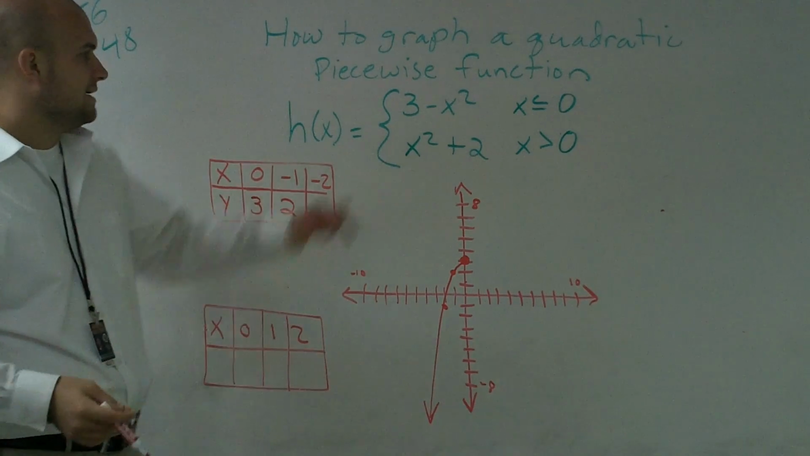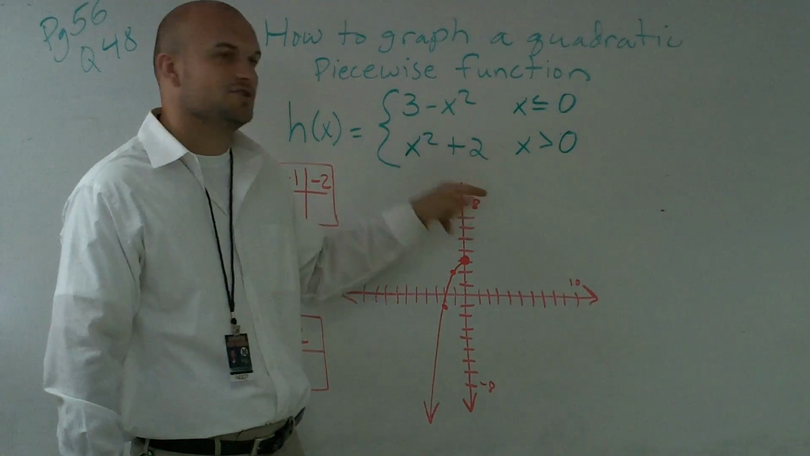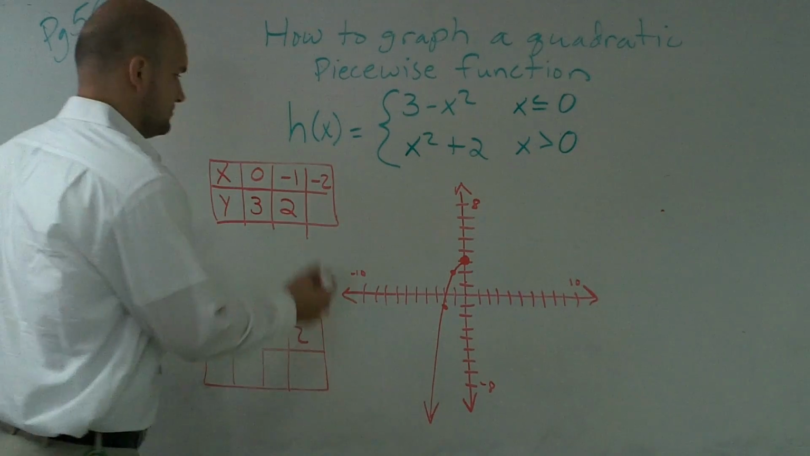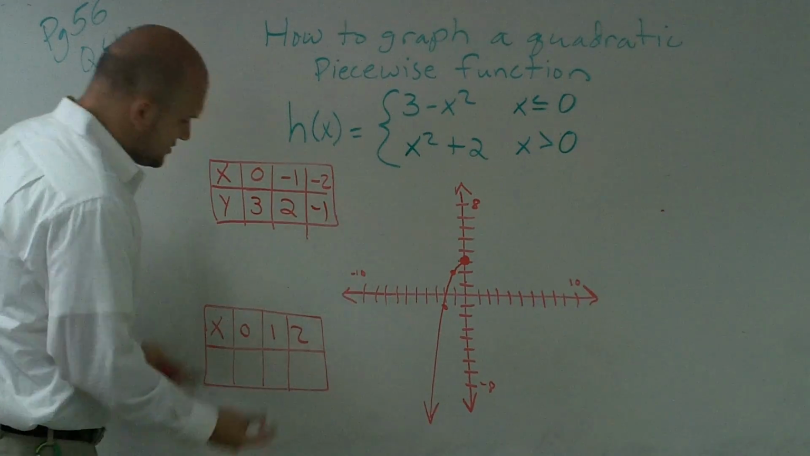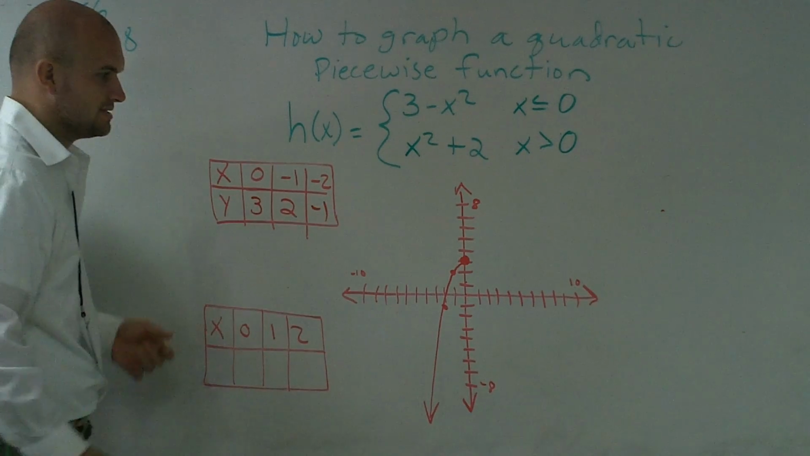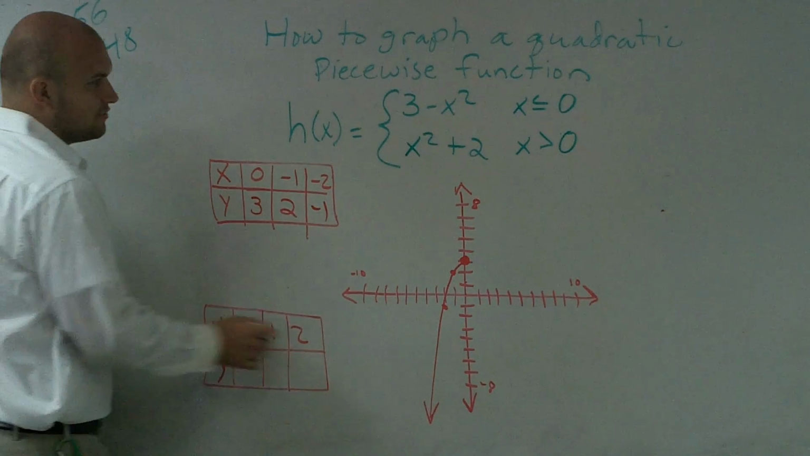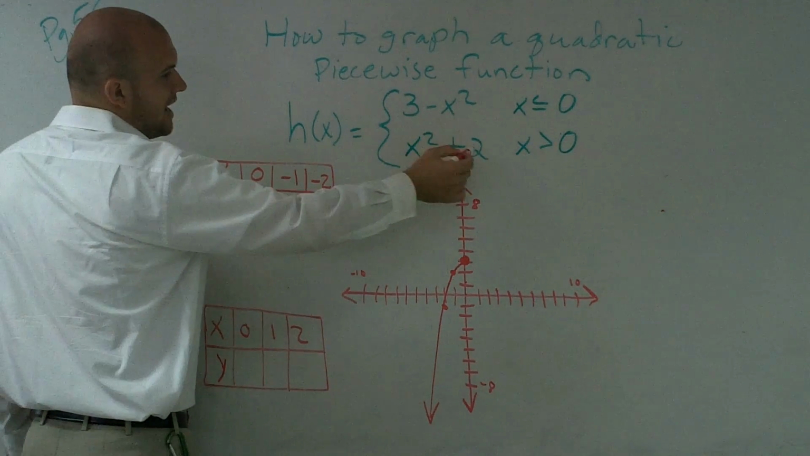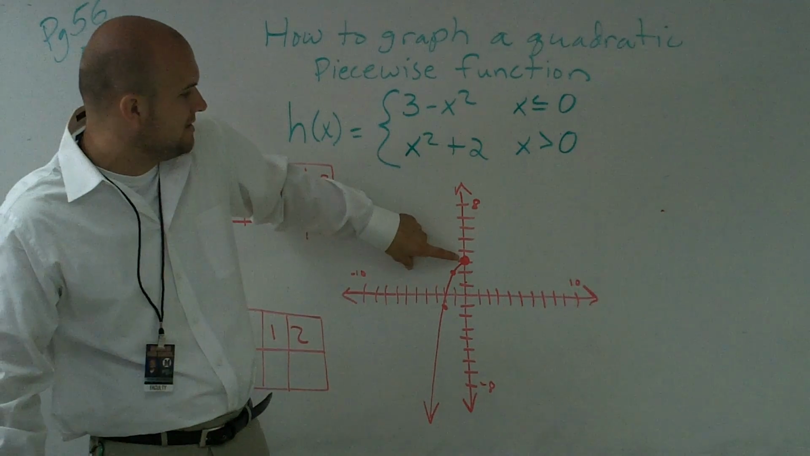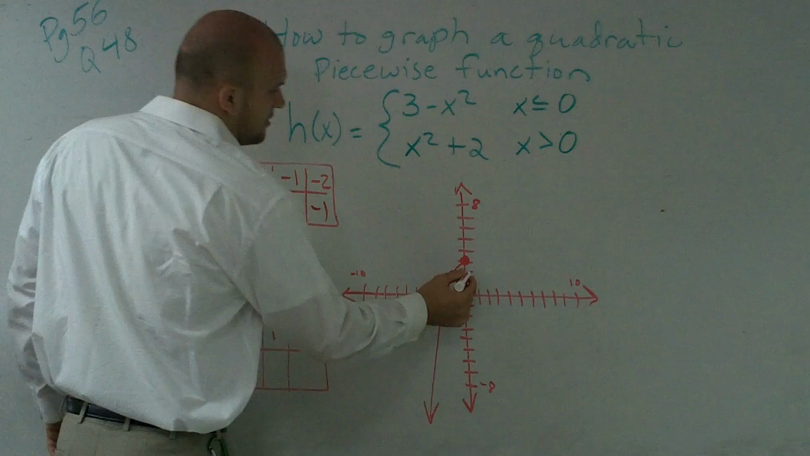All right. Now I need to look at the next part of my piecewise function. This says x squared plus 2 when x is greater than 0. Sorry, let me fill that in. So now what I did was I created a separate table to help me graph these points. So on this one, when x equals 0, I have 2. However, notice that when x is 0, we know that 0 is for the other function. So therefore, this is going to be an open dot.